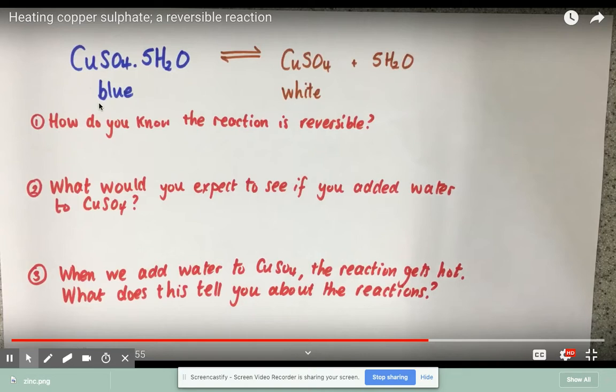Well, it would turn blue again. And then if you heated it up, it would turn white again. And then if you added water again, it would turn blue again. So it's just forwards and backwards. And all it is the addition or the elimination of water.